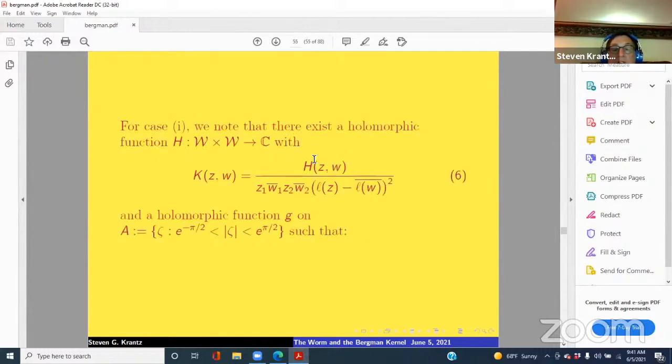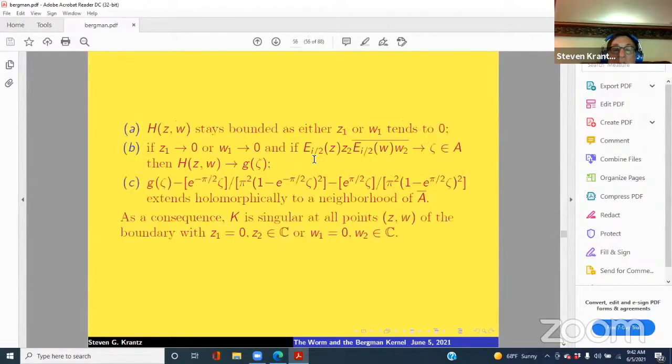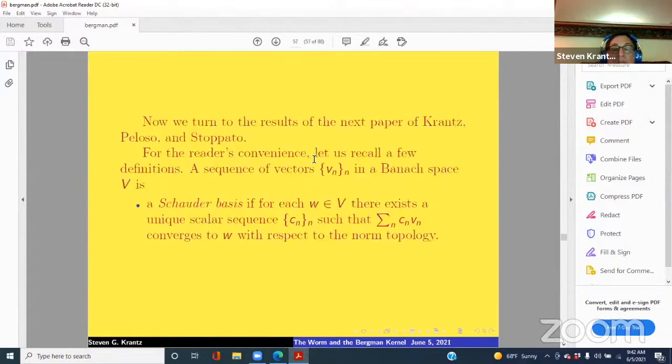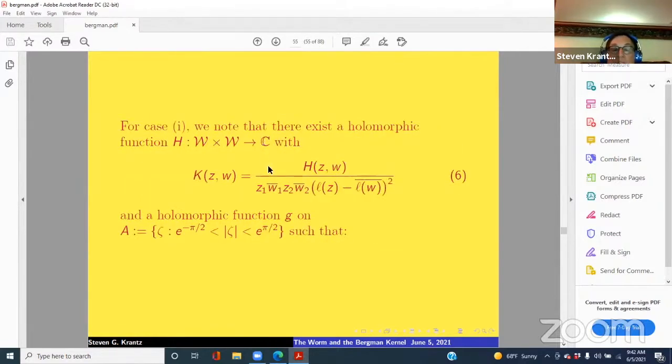For case 1, we notice that there exists a holomorphic function H from W cross W to the complex numbers, with the Bergman kernel having this form, and a holomorphic function little g on A. We've seen this g and A before, so that H stays bounded as either Z1 or W1 tends to 0. If Z1 tends to 0 or W1 tends to 0, and if the E's times W2 tend to zeta, then H tends to G, and G minus this complicated expression extends holomorphically to a neighborhood of A closure. We've seen something like this a few screens ago. As a consequence, K is singular at all points CW of the boundary with C1 is 0, Z2 is 0, or W1 is 0, W2 is 0. And of course, that doesn't come as any surprise because you see these expressions right here.